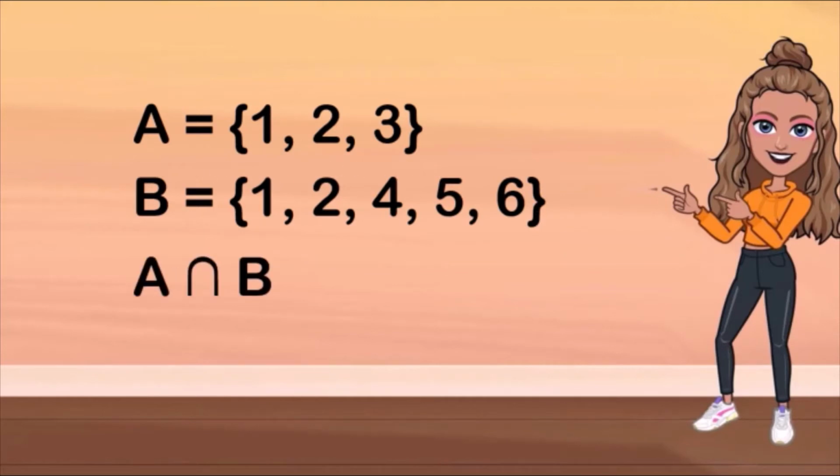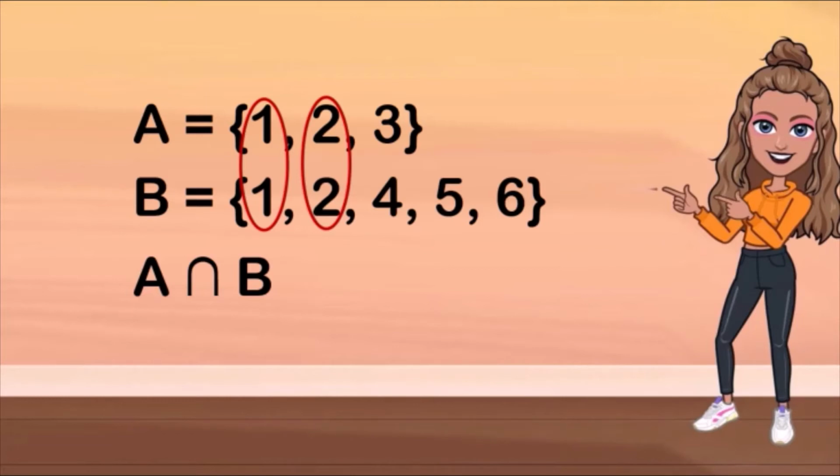So, the elements of the intersection of set A and B will be all the elements of set A and B which are common in both sets, right? So, as we can see, we have 1 in set A and we have 1 in set B. And we have 2 in set A and 2 in set B. So, these are the two elements which are common in both set A and B.